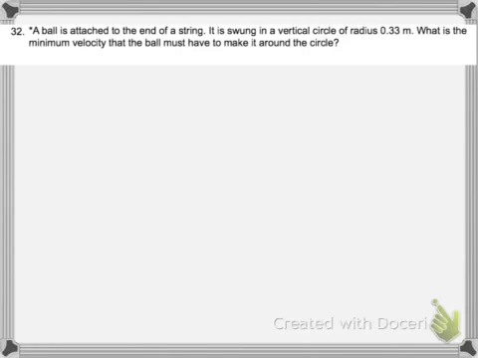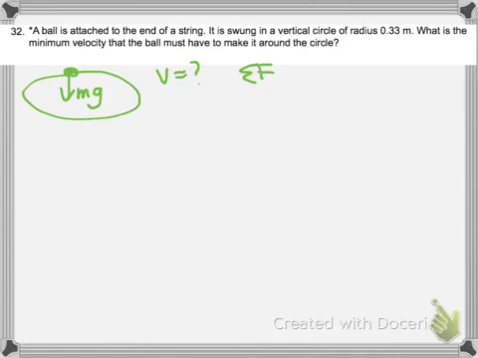So first we need to understand that when we're talking about the vertical circle, we have a ball on a string and it's going to be swinging around in a circle. The force that's going to be acting on the ball is going to be mg in the downward direction. So if we're going to be asked to find the velocity, we're going to be using the equation of our net force equaling mv squared divided by r.